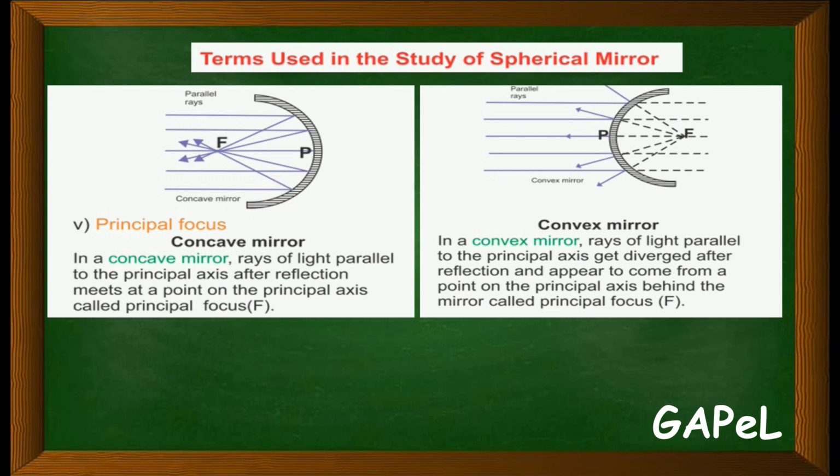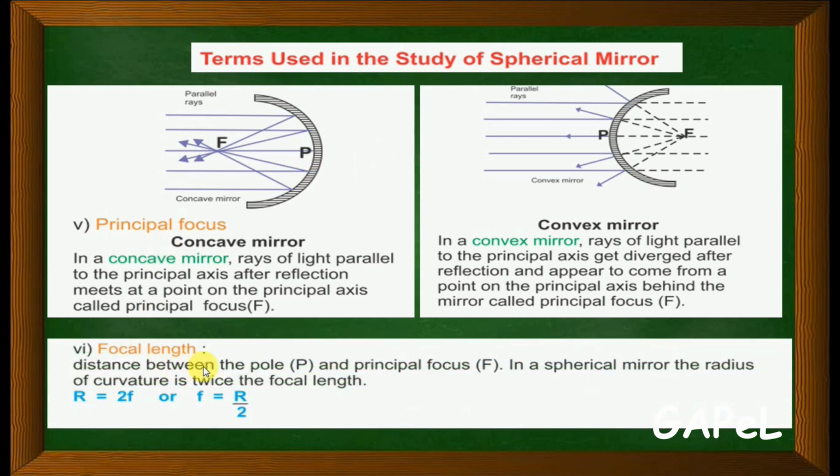Now the sixth point, the focal length. I already explained it. This distance, from here to here, is the focal length. Now we'll see the definition. The distance between the pole and the principal focus. Principal, because this is the principal line, and this is the principal focus. So P to F is called your focal length.